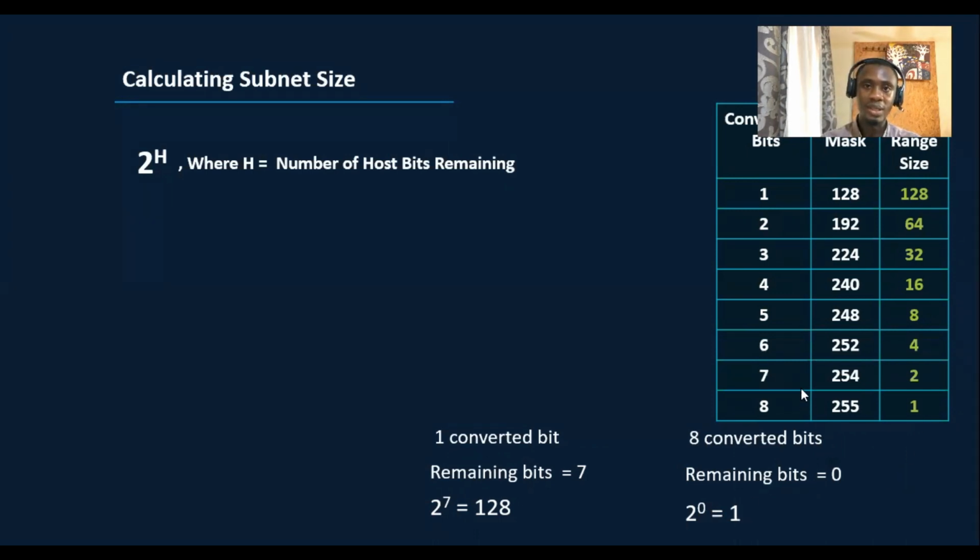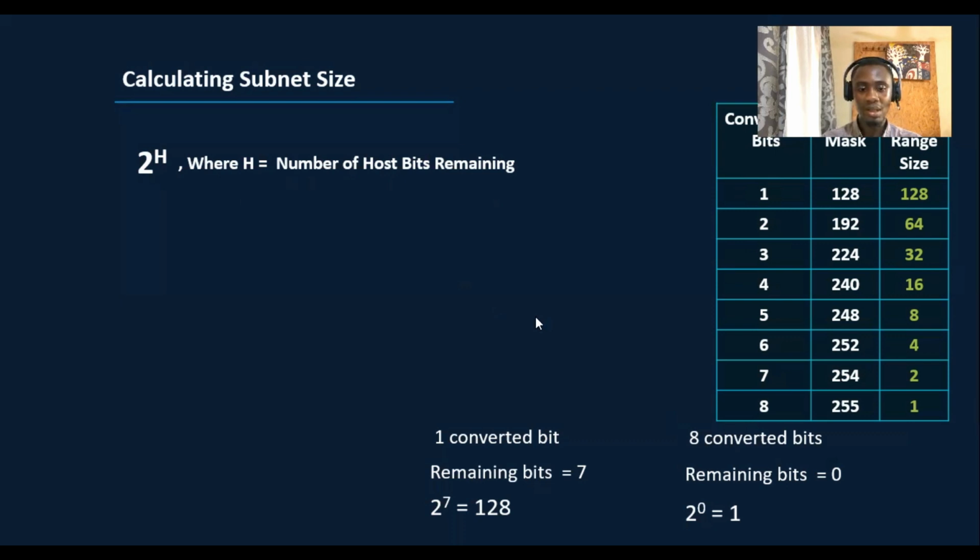So if you convert 7 bits, it means you have 1 bit remaining. And that would be 2 raised to the power 1, which is 2. That's what you have here. So you realize even here, there's a trend that makes it easier. You have 1 and then you have 2, and then you realize that it's a multiple: 2, and then 4, and then 8, and then 16, 32, 64, 128. So you can just start from 1 and then use the pattern to formulate this table if you want to. But this is the formula. If you want to use the formula, you use 2 raised to the power h, where h is the number of host bits remaining after converting some of those bits.